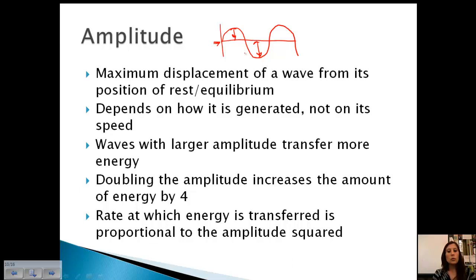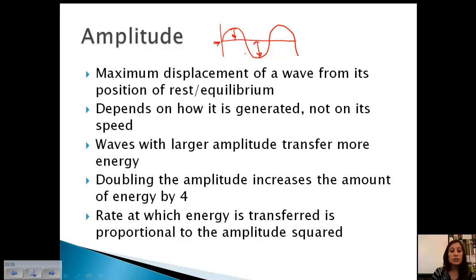Amplitude depends on how the wave is generated, not on its speed. So speed and amplitude are going to be different. Just because something moves fast doesn't mean that it has a large amplitude. Waves with larger amplitudes, however, do transfer more energy, so there is a relationship between amplitude and energy. Doubling the amplitude will increase the amount of energy by about 4. So I would say it's definitely a positive or direct relationship, but not linear.